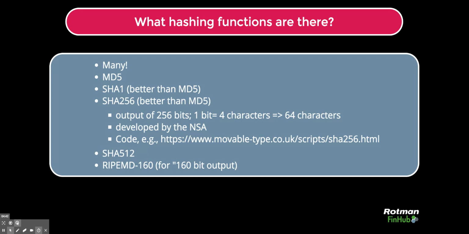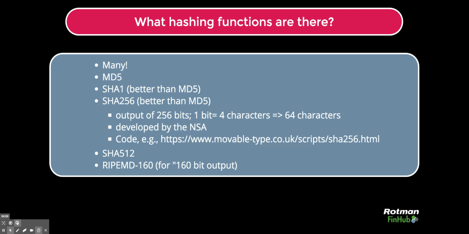Now, what hashing functions are out there? Well, the short answer is there are many. There's something called MD or MD4. There's an MD5 version. There's SHA. There's SHA-256. And the latter, SHA-256, is something that is very commonly used.